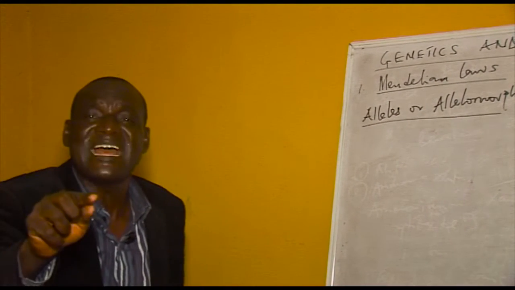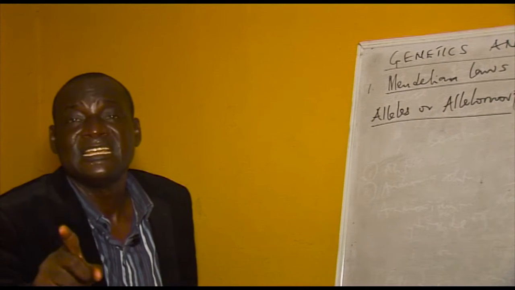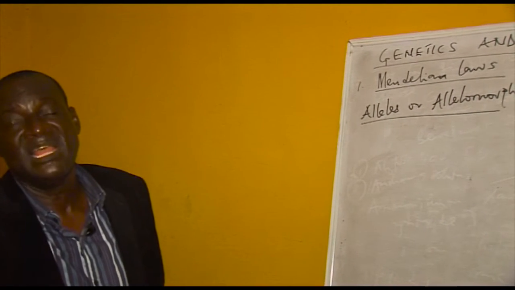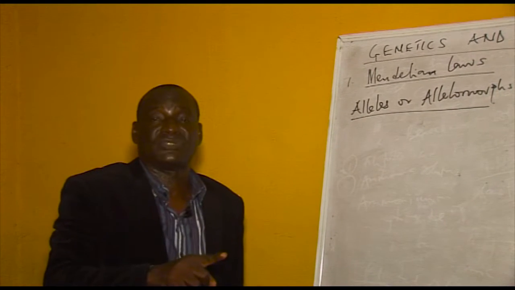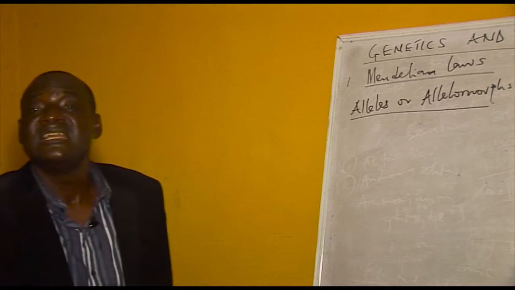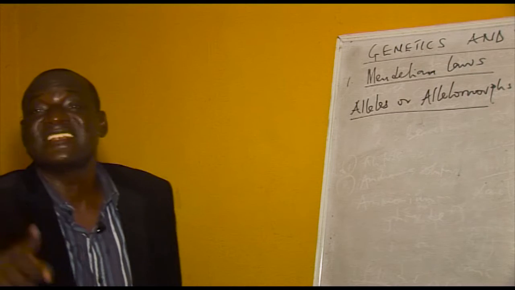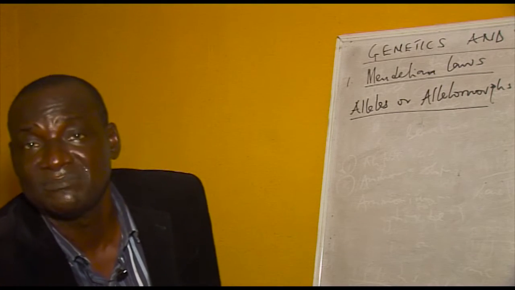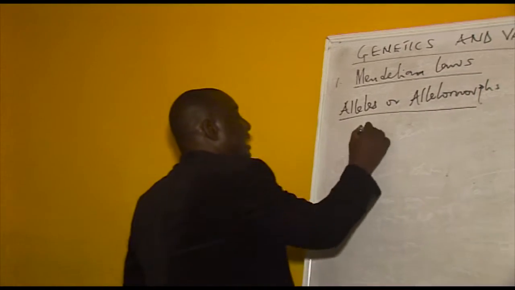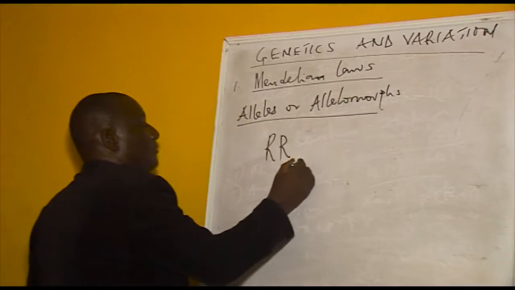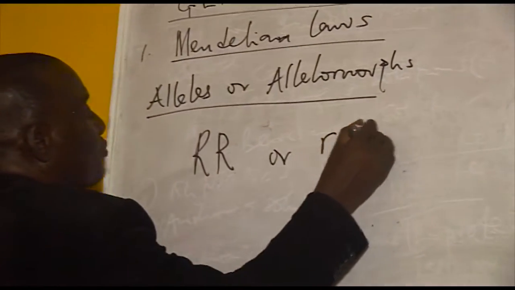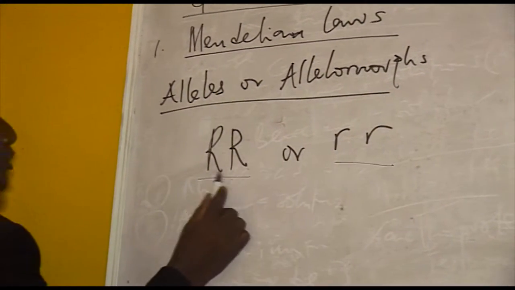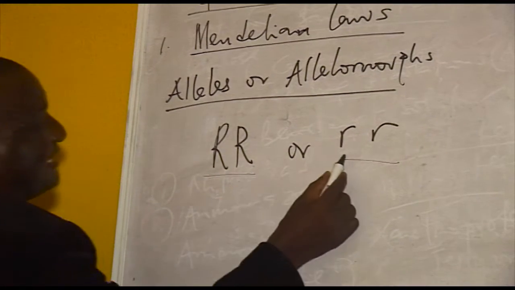But this dominant gene and recessive gene can be homozygous or heterozygous. It is homozygous when a pair of genes controlling a pair of contrasting characters are the same. Take for example, capital R, capital R, or small r, small r. This is a pair of genes. Now you can see that they are the same.